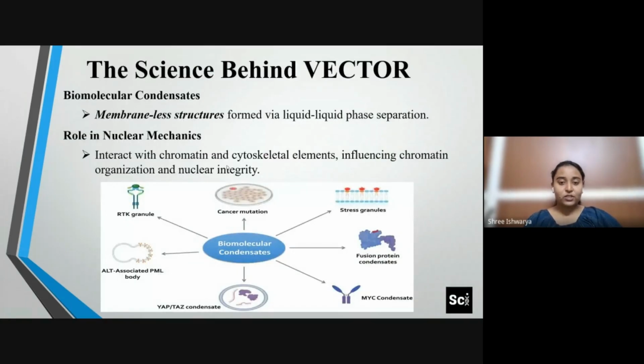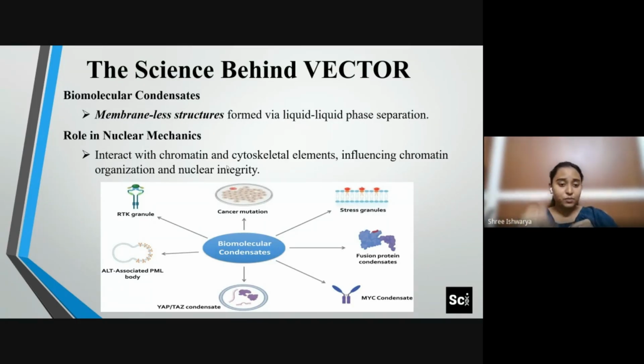Coming to the basic science, the idea behind VECTOR came from the biomolecular condensate. These condensates, or particles, are present inside your cell, scattered somewhere. These condensates come together and form membraneless structures due to liquid-liquid separation. So these condensates inside your body are called biomolecular condensates.